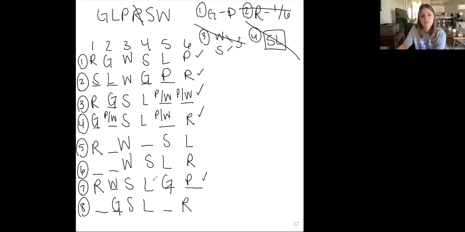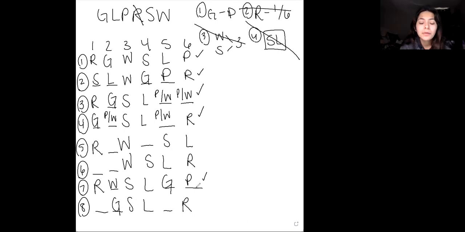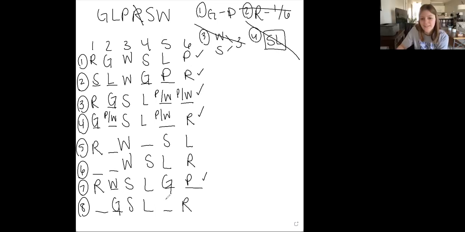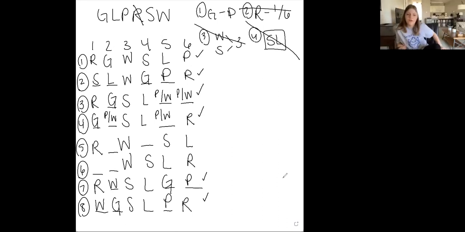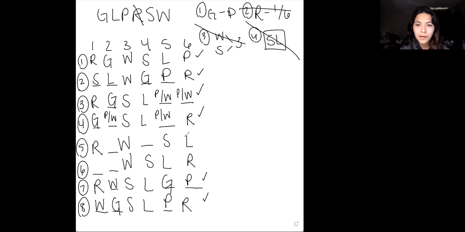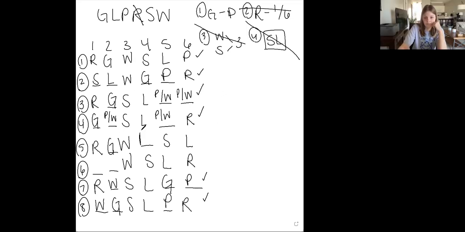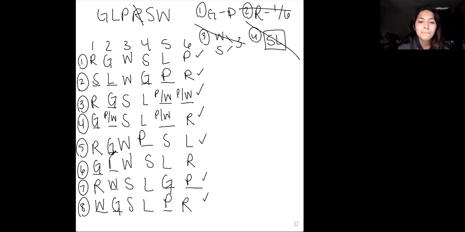What about 8? Where do my variables go? W and P. 8, P can only go in 1. Wait, no, I'm sorry. It can only go in 5. Yeah. And then W would go in 1. Yeah. What about 5? For 5, G would go in 2. And P in 4. Yep. And last world, what about 6? G in 1 and P in 2. Perfect.